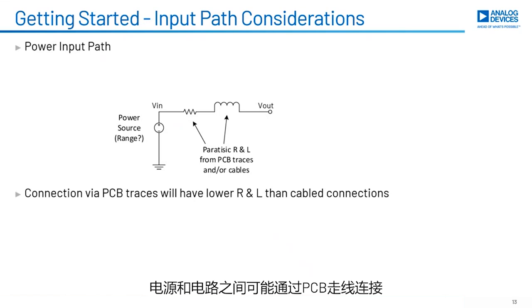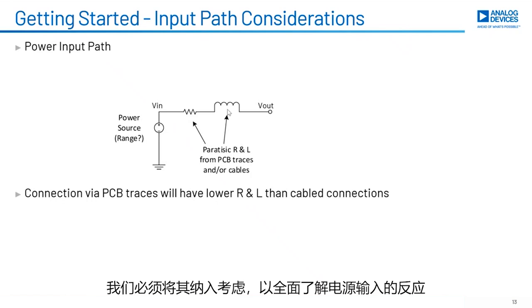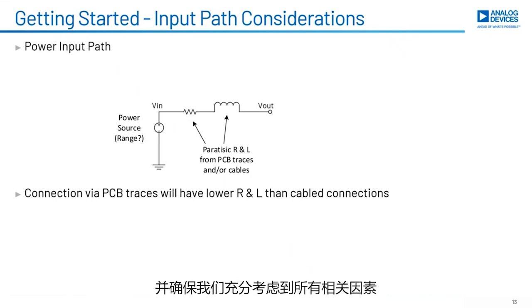So the connection between the power source and our circuit might be PCB traces, or it might be a cable. If you have a power adapter, which all of us have these days with our battery-powered devices, it's a little device that plugs into the wall outlet and then has a cable that you plug into your device. That cable has parasitic resistance and inductance, and we have to include that in our understanding of how the power input is going to react and how to make sure that we cover all those bases.